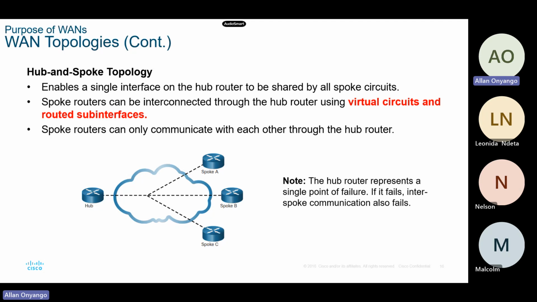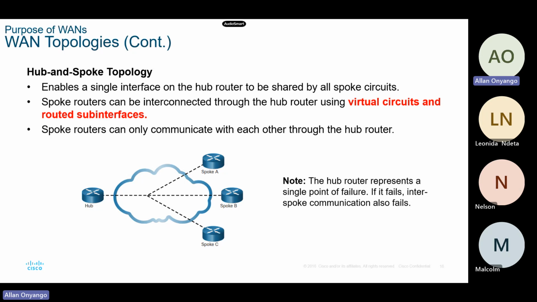Apart from point to point, of course, we have the hub and spoke topology. In hub and spoke, you can see that we have a hub router, and then we have the spokes. The way in which the hub and spoke works is something we learned in CCNA2 when we were doing inter-VLAN routing. We call them sub-interfaces. So this kind of topology uses sub-interfaces, and they use something we call virtual circuits.